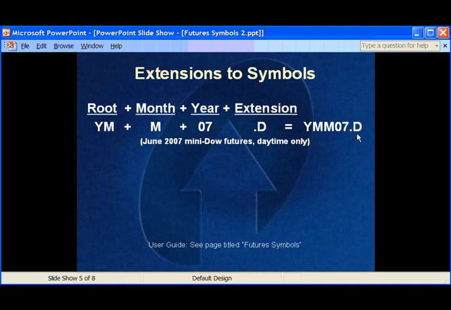So in this case, it's actually 7:20 to 3:15 Central Time. So it's parallel to the pit hours for the Dow futures.